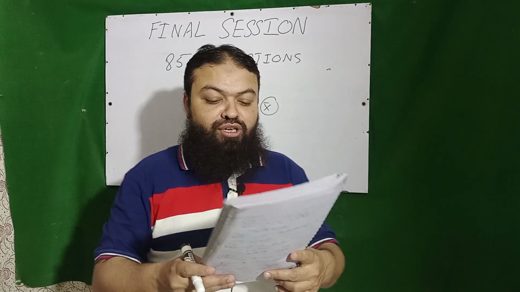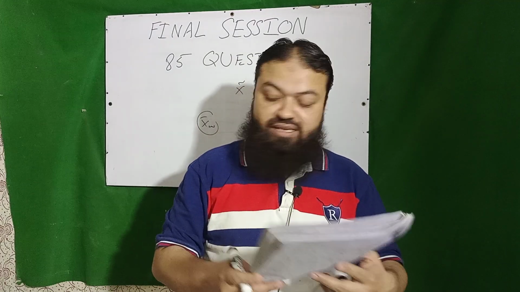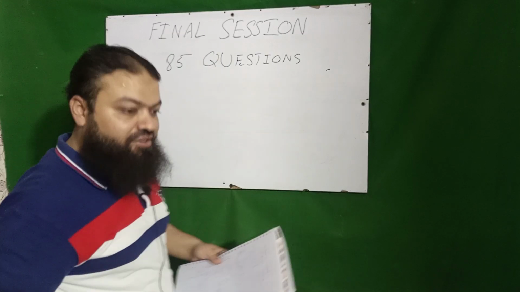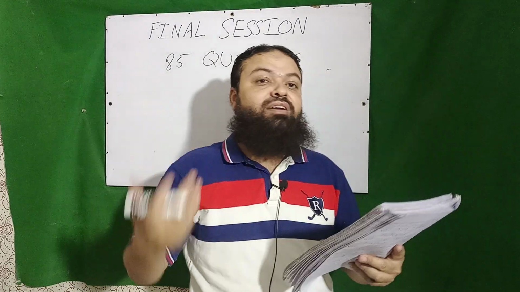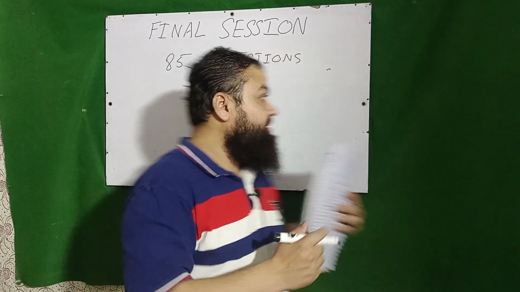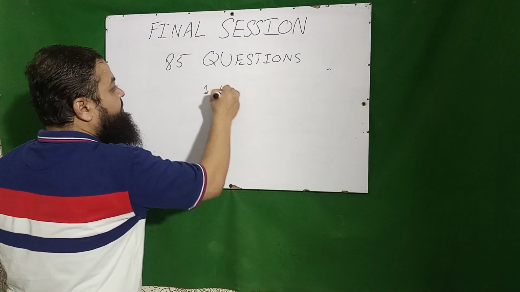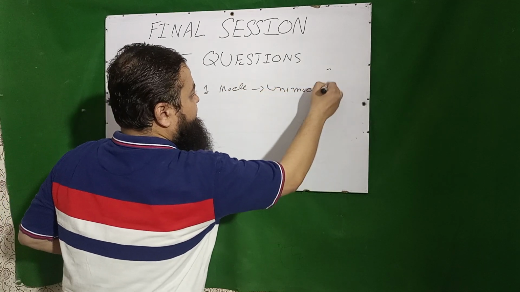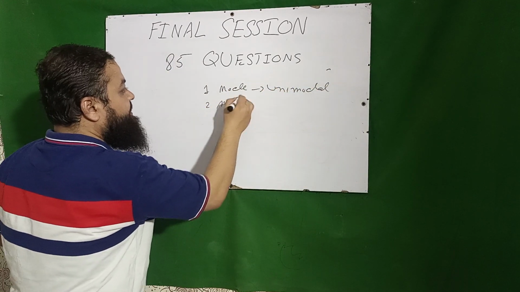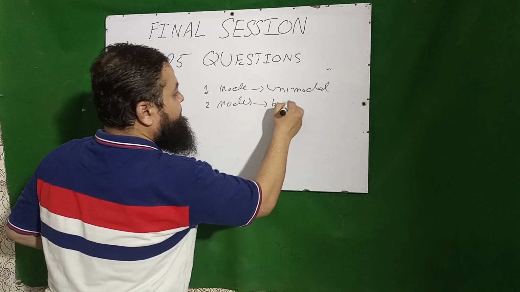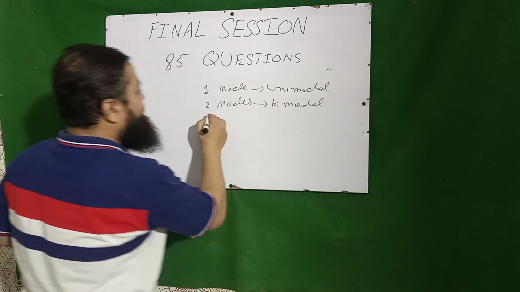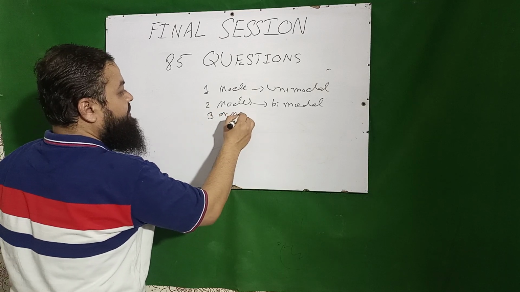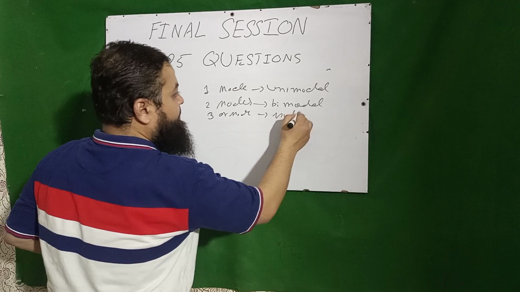Next question: mode can be more than one in one data set. Which average can be more than one in one data set? It is the mode. If we have one mode, it is unimodal. If you have two modes, it is bimodal. If you have three or more modes, it is multimodal.